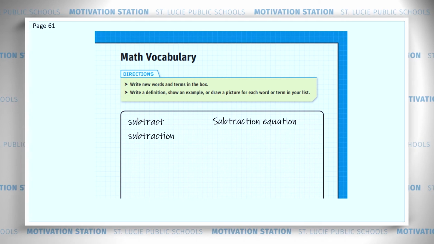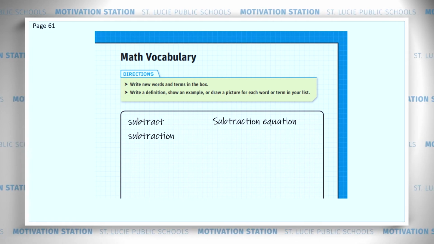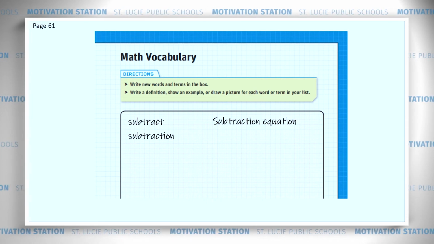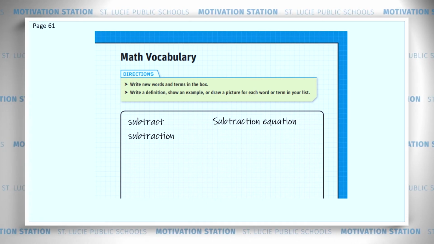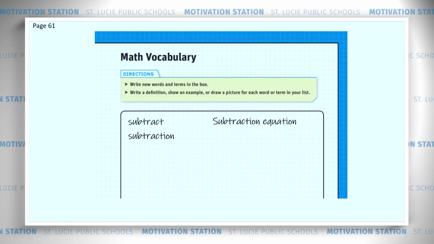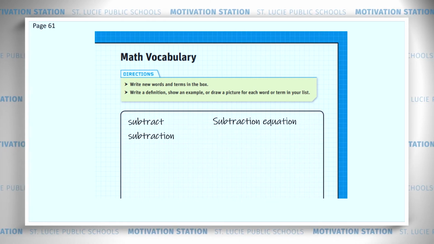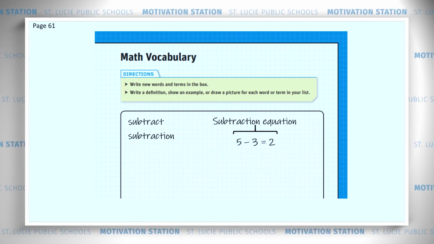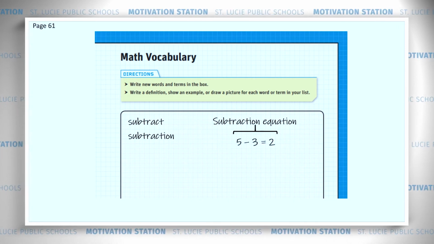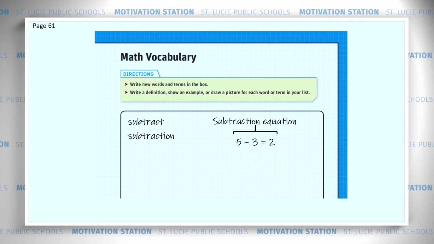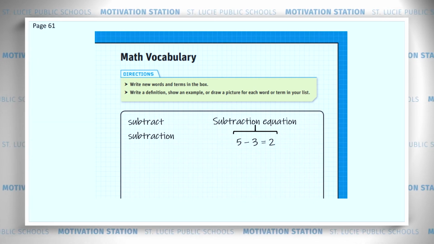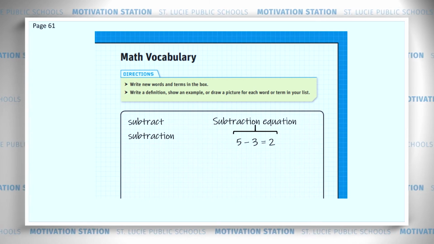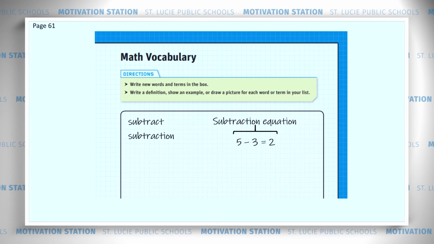Our third word, it's actually two words together, is subtraction equation. A subtraction equation is a number sentence that has two sides separated by an equal sign. Here's an example. 5 minus 3 equals 2. Go ahead and write down that example for us. In this example, we have 5 minus 3 on one side of the equal sign and 2 on the other.